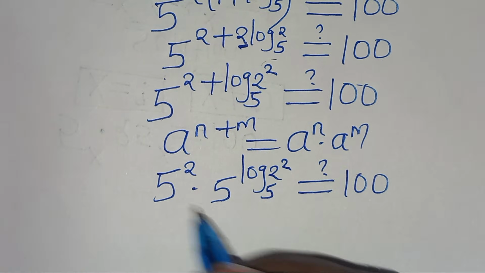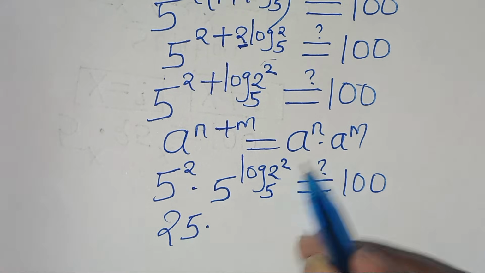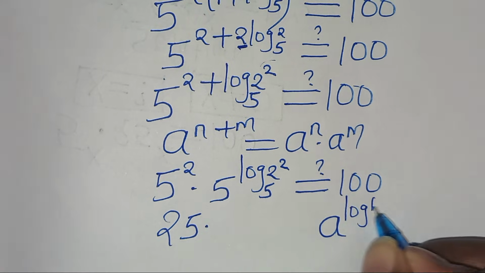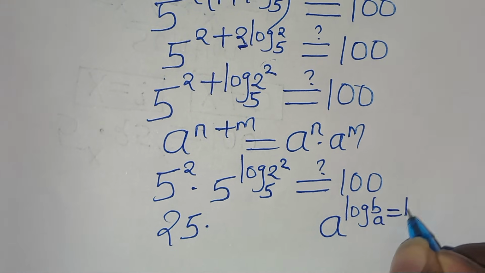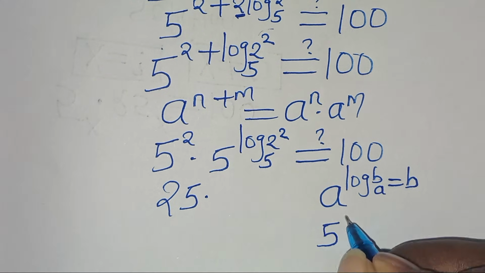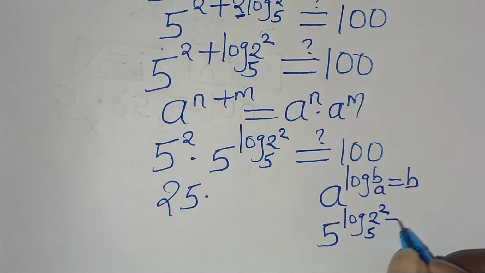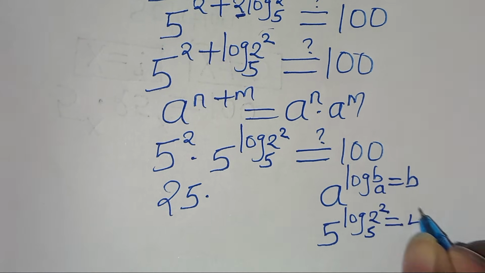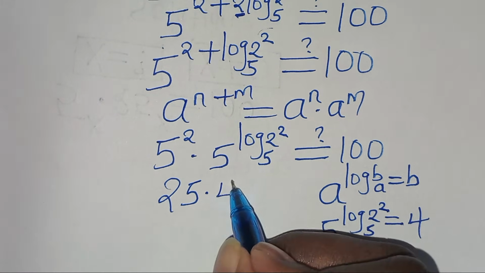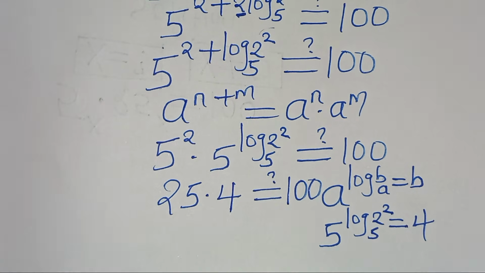Now, 5 to the power of 2 is 25, multiplied by 5 to the power of log 2 squared to base 5. This is in the form of a to the power of log b to base a, which should give us a value of b. So this implies that 5 to the power of log 2 squared to base 5 is equal to 2 squared, which is 4. So let's substitute 4. So we have 25 times 4. This is supposed to give us a value of 100.